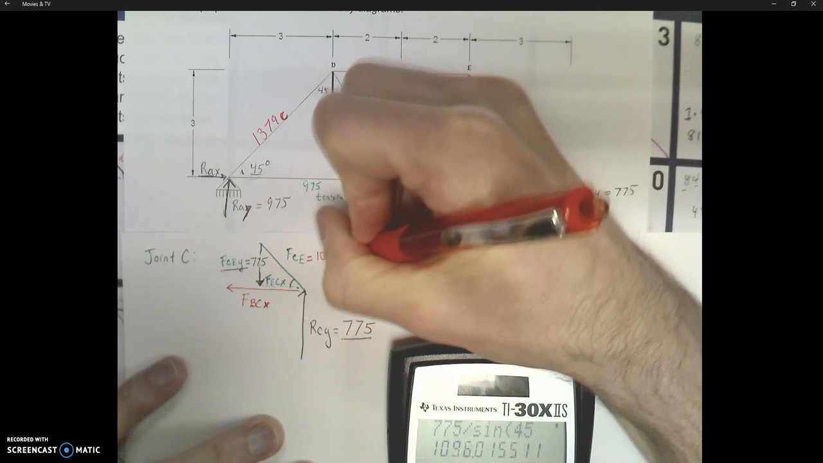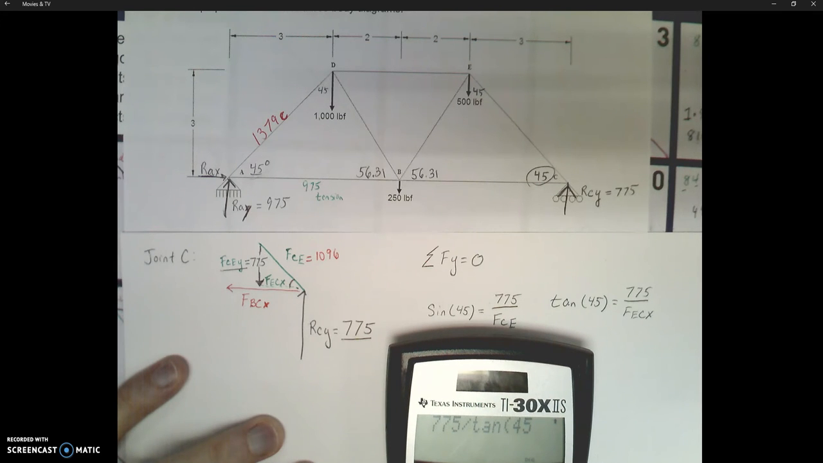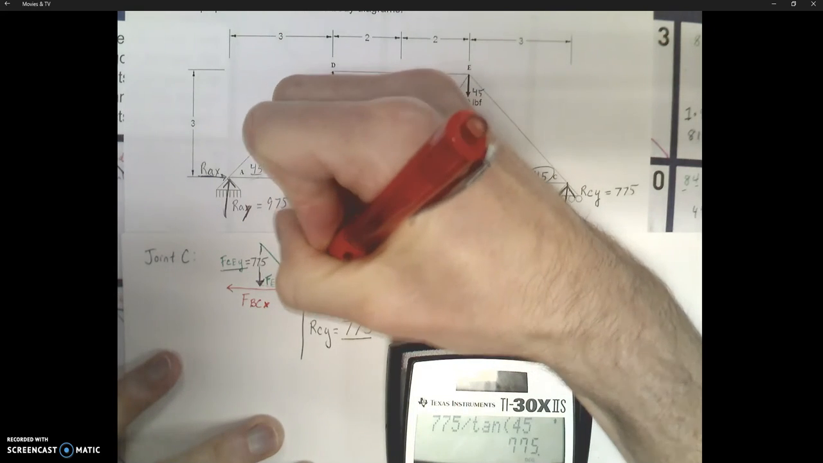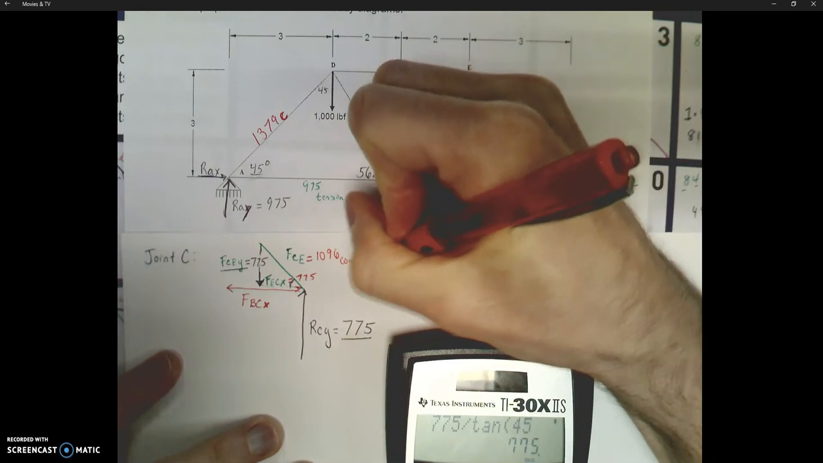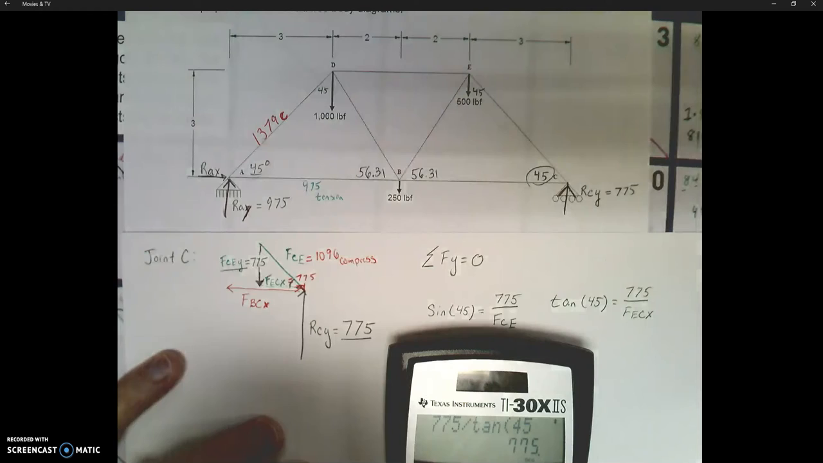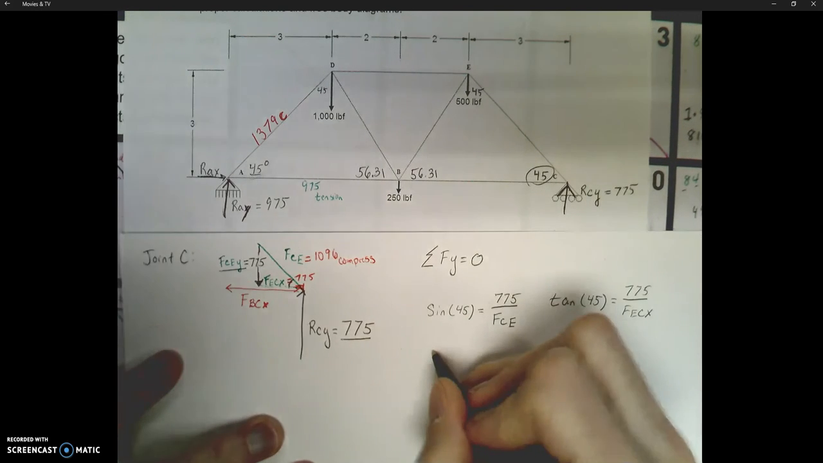1096. That again is going to be in compression due to the fact that the force of CEY was going down. And then to calculate the force of ECX, 775 divided by the tangent of 45 gives us 775, which proves what we have done in geometry before. 45, 45, 90 gives us two legs that are equal.